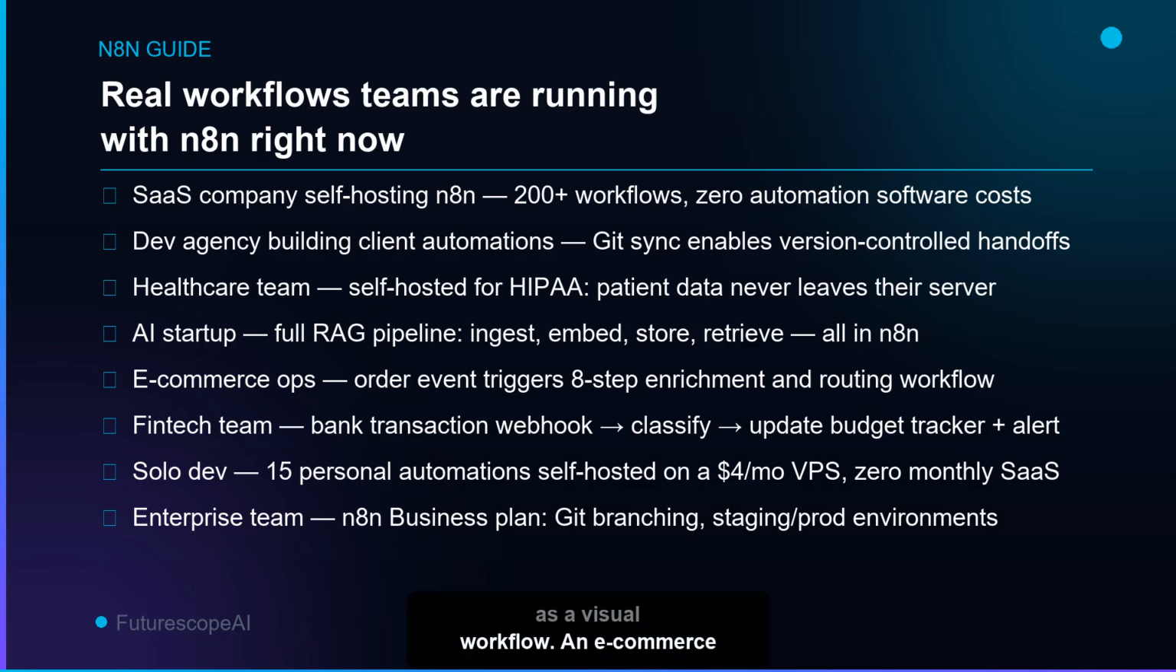An e-commerce team processes every order event through an 8-step enrichment workflow that classifies, routes, and notifies without a single manual step. A solo developer runs 15 personal automations on a $4 a month VPS. Total automation software cost is $4 monthly.